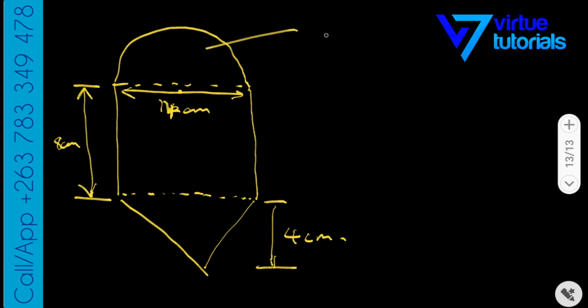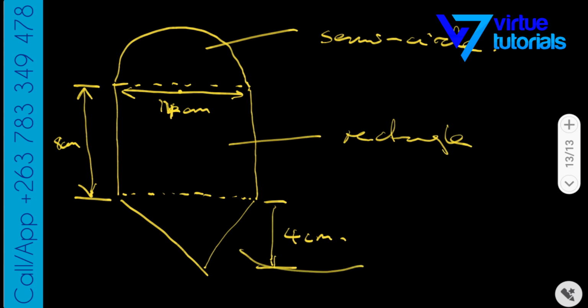The first shape here is half a circle, so that's a semicircle. The second shape here is a rectangle. And the third shape here is a triangle. So our compound shape is made up of a semicircle, a rectangle, and a triangle. So we need to find the areas of these three shapes and then add up.